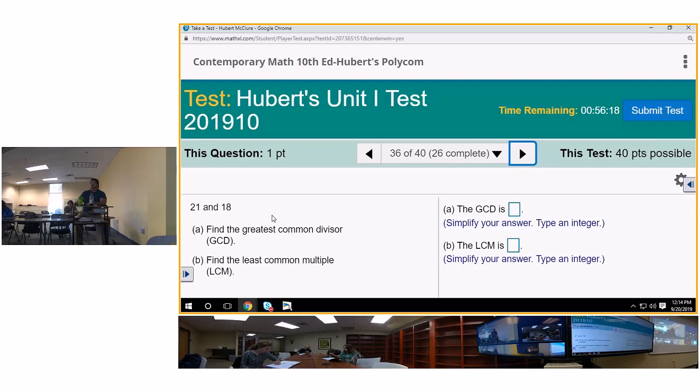Okay. GCD, LCM of 21 and 18. That's all you need to write down. GCD, LCM of 21 and 18. That's 5.1?